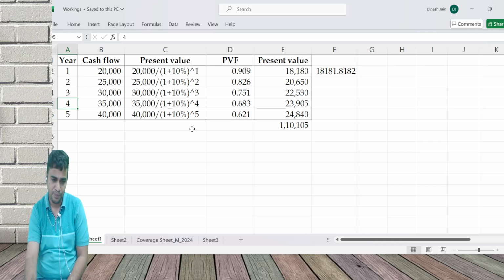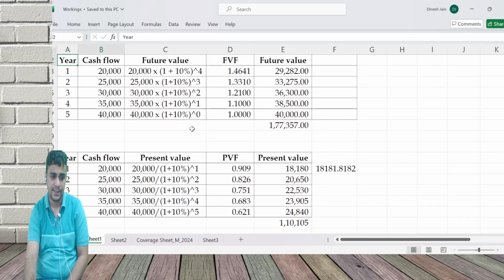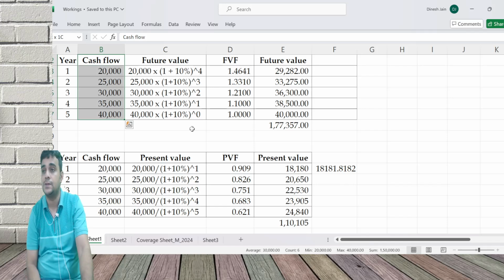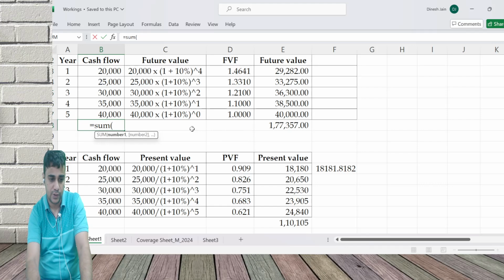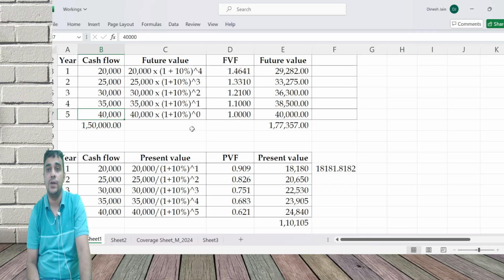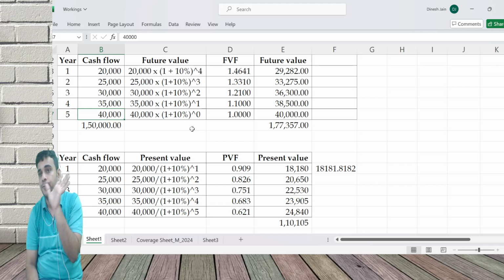Now, let's assume somebody says, we will not give you this. The total of this was 1,50,000. Will not give you this. Will give you a single amount of 1,60,000 in the fifth year. We are very happy that 1,50,000 is the total and is giving 160.